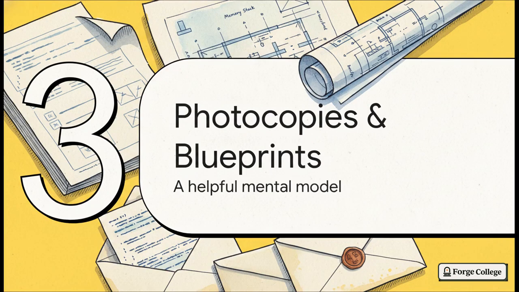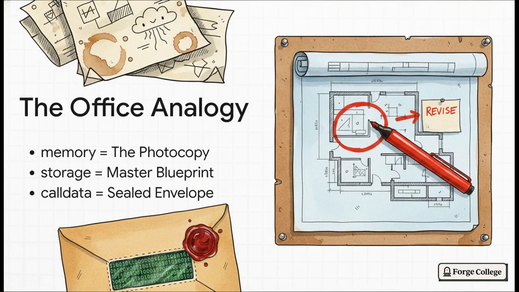Let's move on to section 3, photocopies, blueprints, and envelopes. Now, if all this sounds a little too abstract or overly technical, let's ground it with a really simple office analogy. Imagine you're working in an engineering firm. Memory is your photocopier. You take the original document, run it through the copier, and take the copy back to your desk. You can doodle on it, spill coffee on it, the original is totally safe. Storage, on the other hand, is the master blueprint pinned up on the main wall.